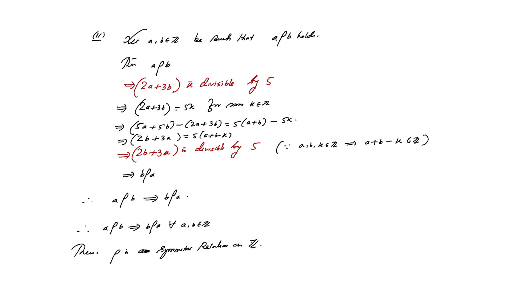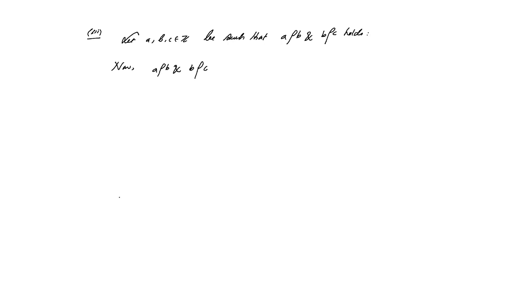Now we will come to the third. Symmetric relation is proved. Now we need to prove whether it is transitive or not. So we consider A, B, C belonging to Z such that A rho B and B rho C hold. Now start from A rho B and B rho C, and from that we will imply A rho C.